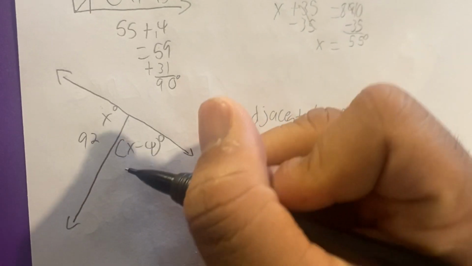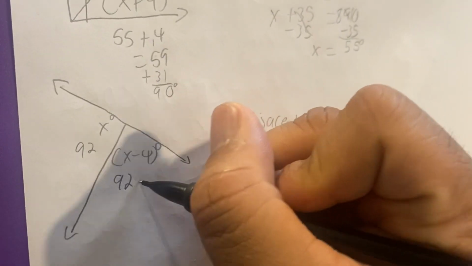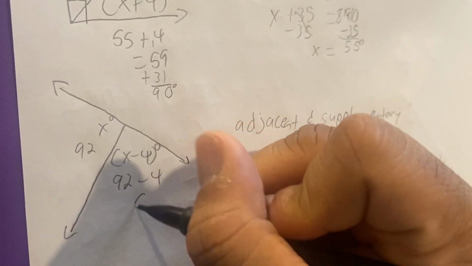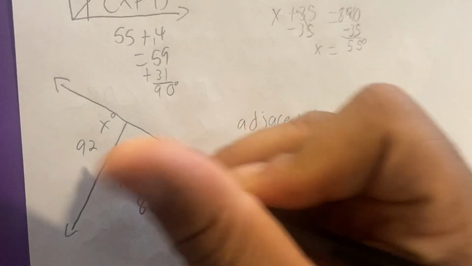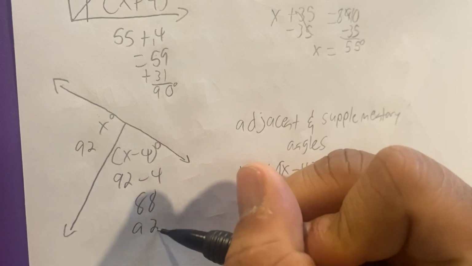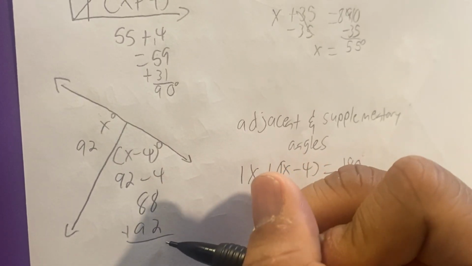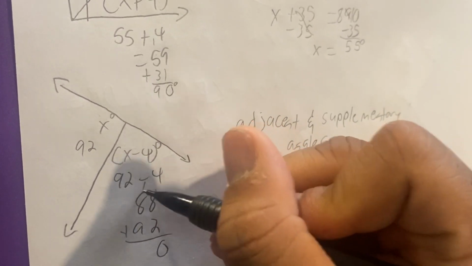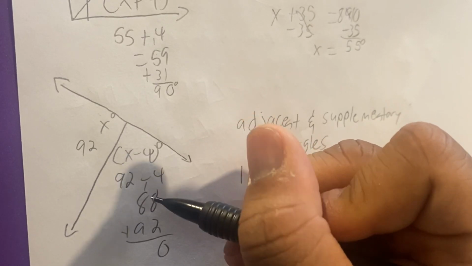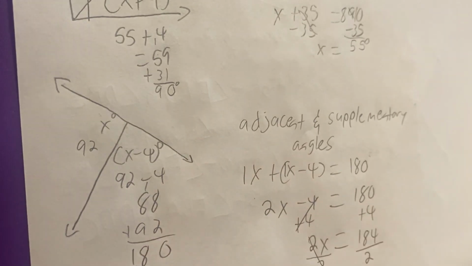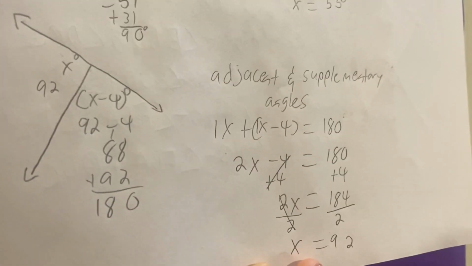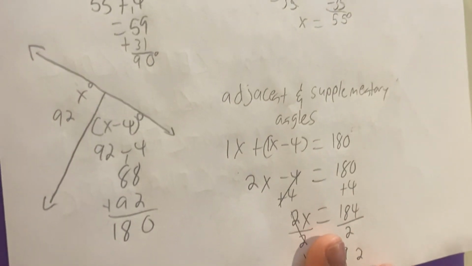And this x is also 92. And we have 92 minus 4, which equals 88. And then if we do 88 plus 92, 8 plus 2 equals 10, write 0, carry 1. Then 1 plus 8 equals 9. 9 plus 9 equals 18. So it's 180. That's how you can check if your answer is correct. So x equals 92. Let's keep on going.